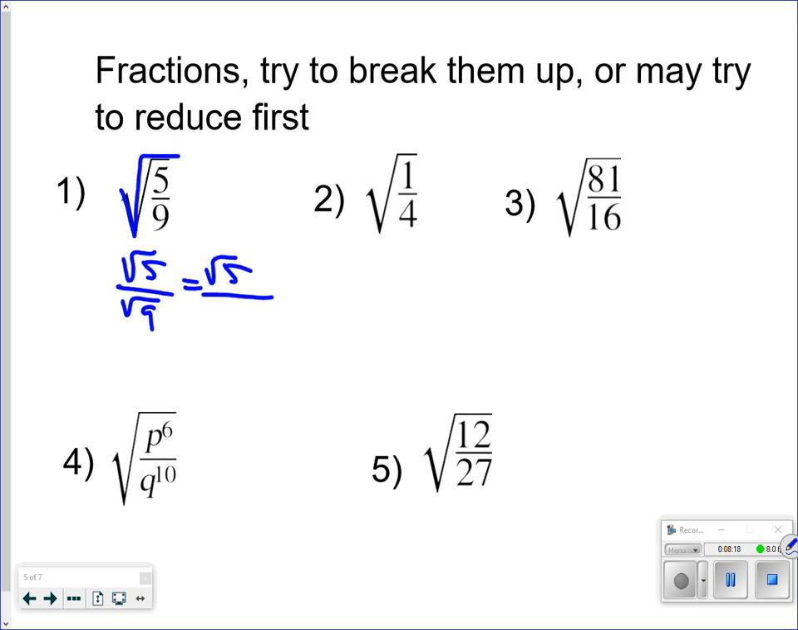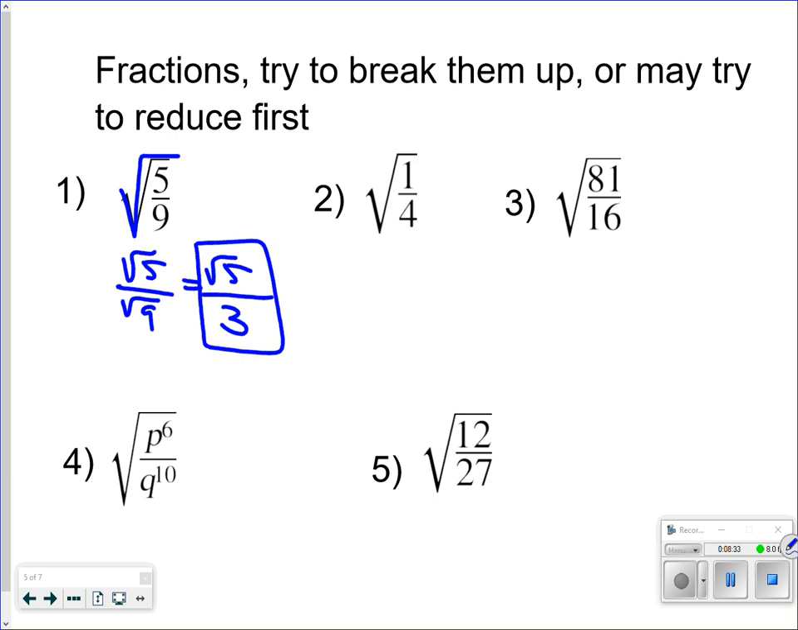But 9 is on our list. That's a perfect square. 9 comes from 3. And this one is not done. We only could reduce part of it, but that's okay. As long as you reduced whatever was a perfect square, this one is finished.